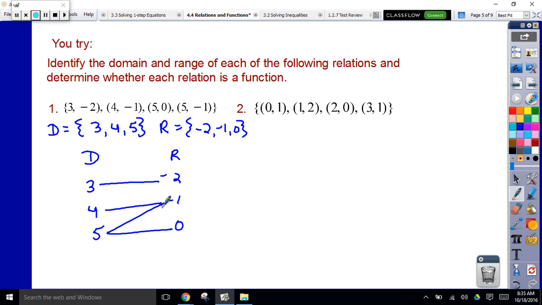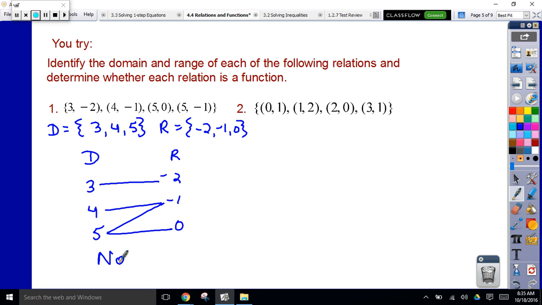Cheyenne. Emma Lilybridge, you're working on your quiz, aren't you? Sam, is this a function? No. Why not? Because 5 has 2 options. Good. The input 5 has 2 different outputs, so no, it is not a function.